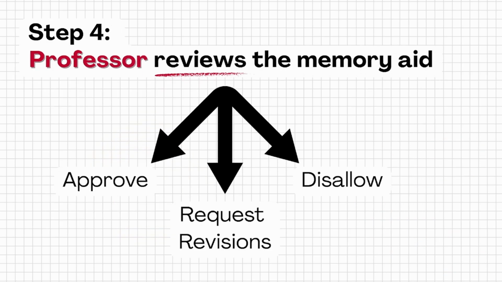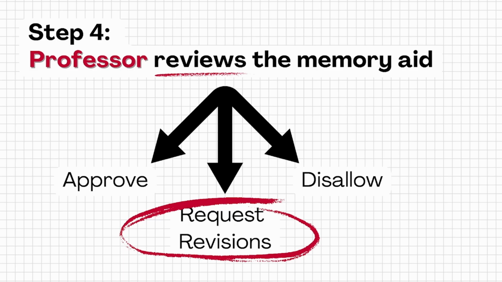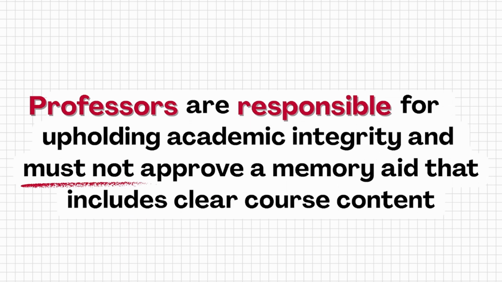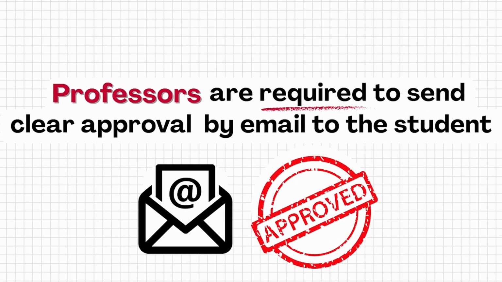The professor will then review the memory aid. During this stage, the professor can either approve the memory aid, request revisions, or disallow the tool entirely if they determine that its content compromises course objectives or academic integrity. When issues are identified, professors should offer the student the opportunity to revise and resubmit if there is time to do so. Professors are responsible for upholding academic integrity and must not approve a memory aid that includes clear course content. Once the professor believes that the tool is completely coded and does not compromise academic integrity, they are required to send clear approval by email to the student.